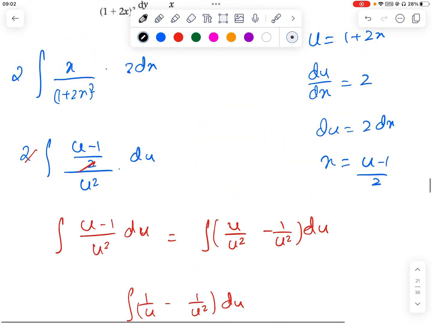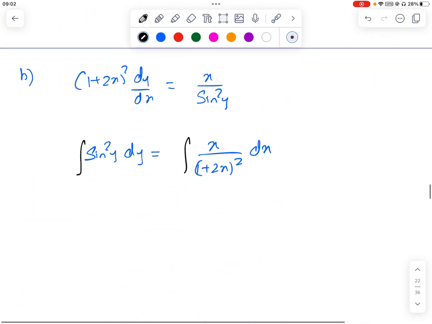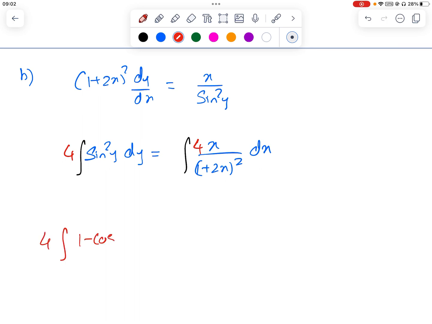But the question is, if you see, the first question was 4x, so 4 was missing. So what am I going to do? Multiply by 4 on both sides. 4 sine square y. 4 sine square y is nothing but what? 1 minus cos 2y upon 2 dy equals integral of 4x upon 1 plus 2x whole square, which is what we have just done, ln of 1 plus 2x plus 1 upon 1 plus 2x plus c.